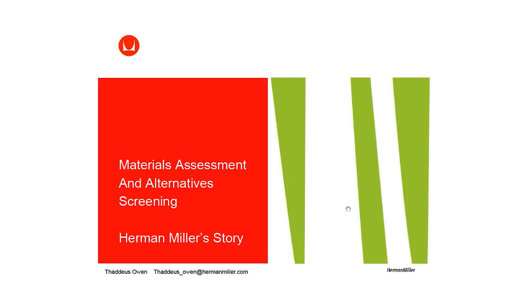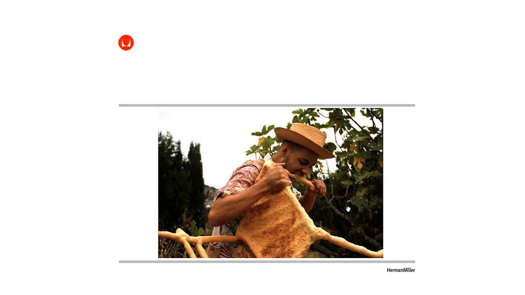So I'm going to walk everybody through the way that we do material screening and alternatives assessment at Herman Miller. If you're not familiar with Herman Miller, we make office furniture, chairs, workspaces, filing and storage tables, and the like.